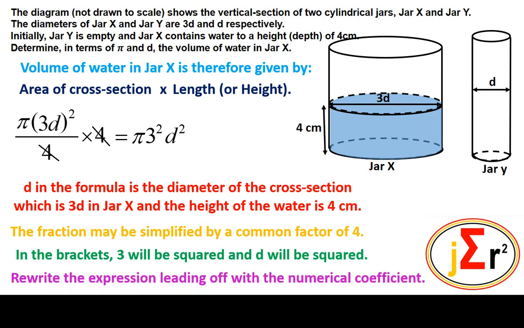Rewrite the expression leading off with the numerical coefficient. So the numerical coefficient is 9, which is 3 squared, and we will begin with that. Therefore, that is your volume of the water that is in jar X, expressed in terms of pi and d.